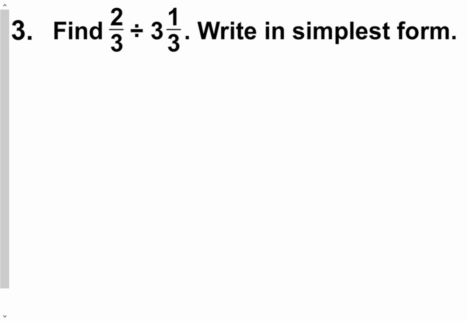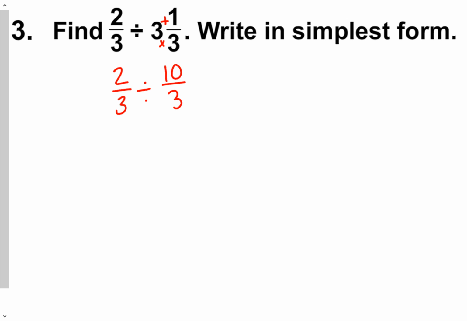Here's example number 3. Find 2/3 divided by 3 1/3. So again, we're going to take a look at this problem. Both of the numbers aren't in fraction form because we have a mixed number here. So let's rewrite it in fractional form. So we've got 2/3 divided by, now 3 1/3 as a fraction. We're going to do 3 times 3, which is 9 plus 1. That equals 10 over 3.